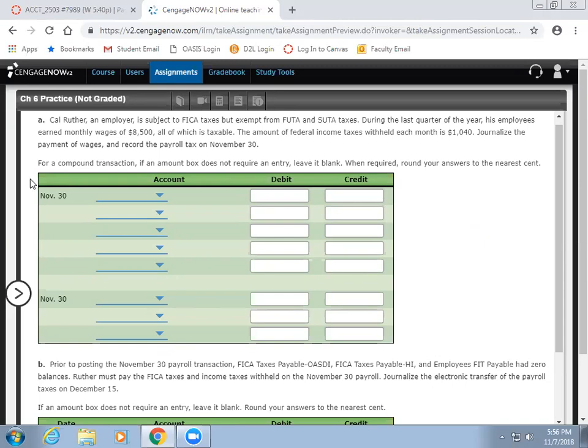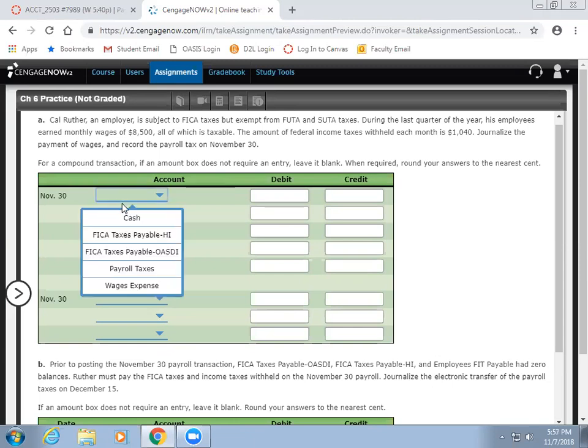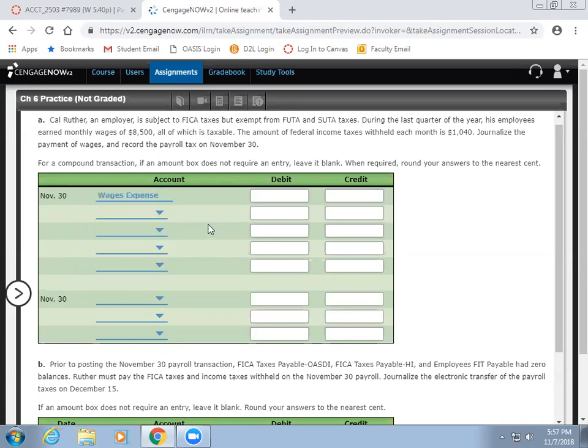So really, we're going to start on this first entry and again do the actual payroll expense. So it actually starts on November 30th. We start with wages expense. Wages expense or payroll expense, they're both the same. And that's always for the gross pay. So I would just debit wages expense. In this case, the $8,500 monthly wages.